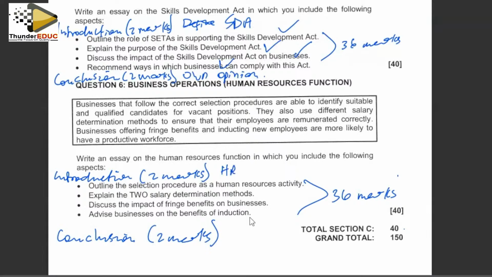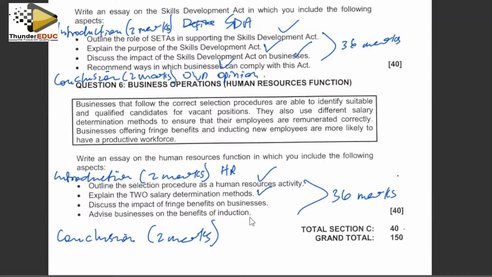Human resource function is the department. As an introduction, you say human resource function is the department in a business that deals with hiring and firing of employees. Good. So now let's check the selection procedure as a human resource activity. As a human resource activity, the selection is when some of the shortlisted candidates are invited for an interview, and after the interview, if they pass the interview, a written offer is made to the selected candidates. Okay, right.